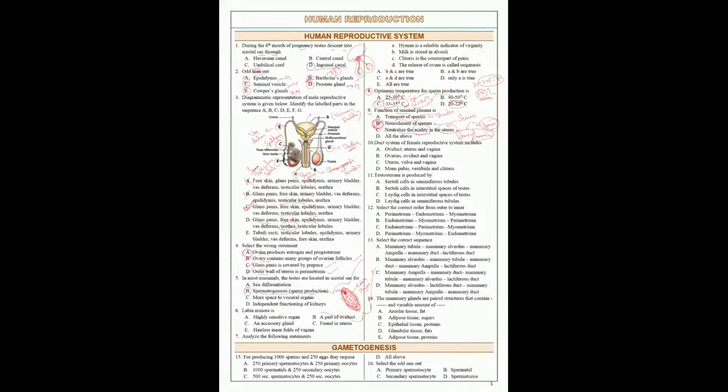All right, so what is the question? The question is, in most mammals the testes are located in the scrotal sac for what? Okay, we are done with this. Sorry. Labia minora is a highly sensitive organ, a part of the oviduct? Wrong. Found in the uterus? Wrong. Hairless inner fold of vagina, correct. Hair is present in the labia majora, but absent in the labia minora. So hairless inner fold of vagina is the correct answer.